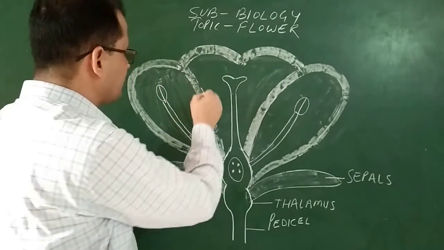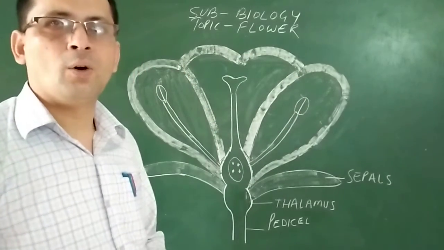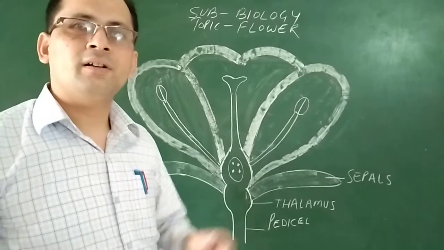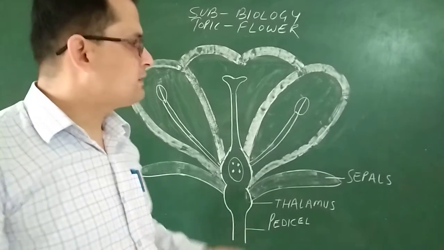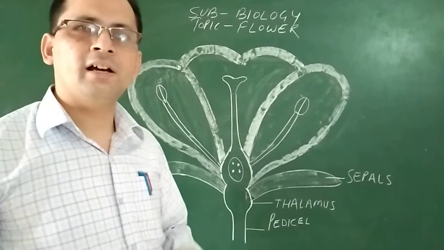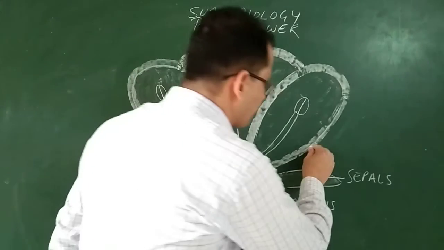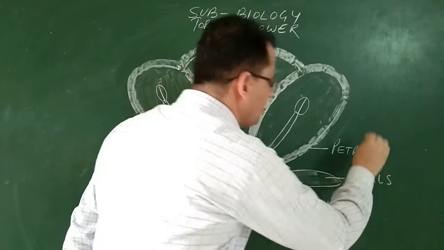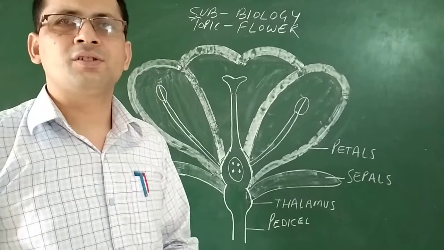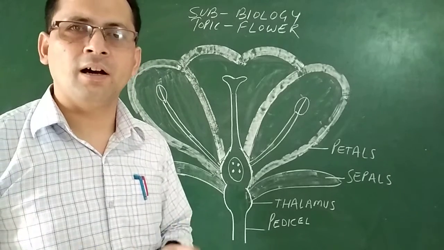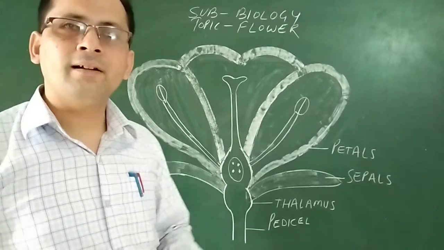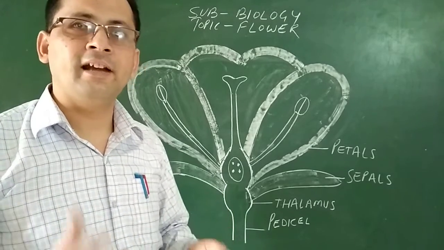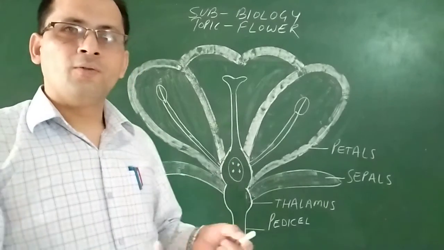Then, beta, next you can see these structures. Now these are the colored parts. Okay, these are the colored structures which are just after the sepals. And these leaf-like structures are known as petals. And petals are the brightly colored leaf-like structures present in the flower. And due to their bright color, the insects and other pollinating agents get attracted toward the flower.